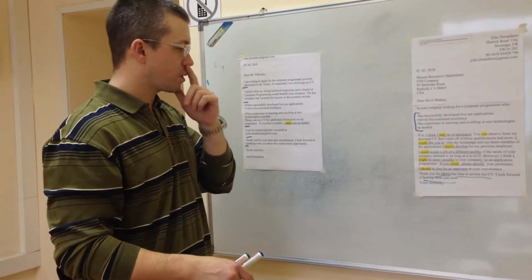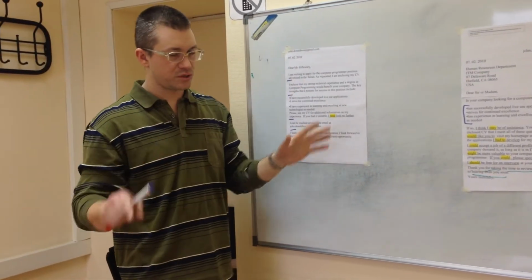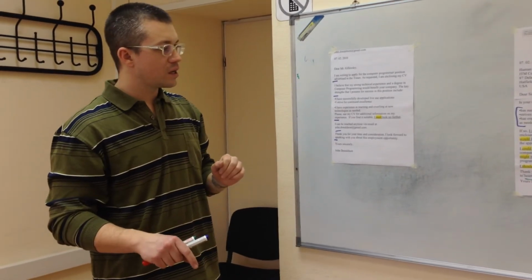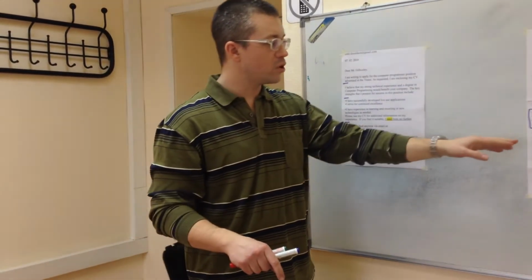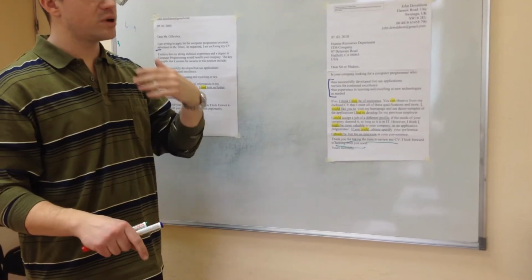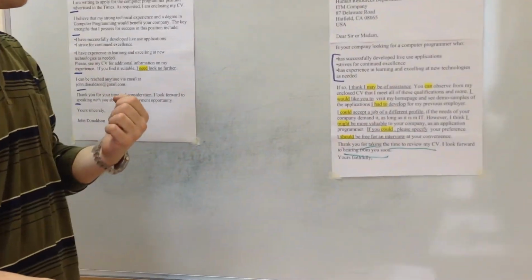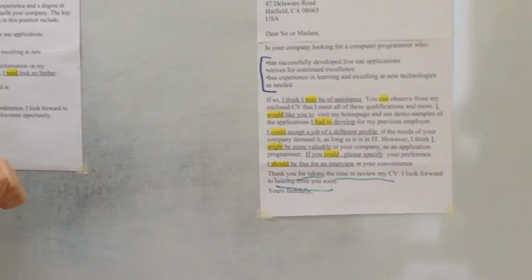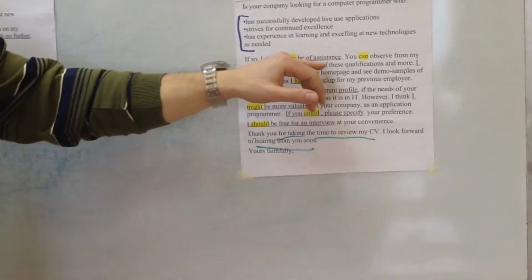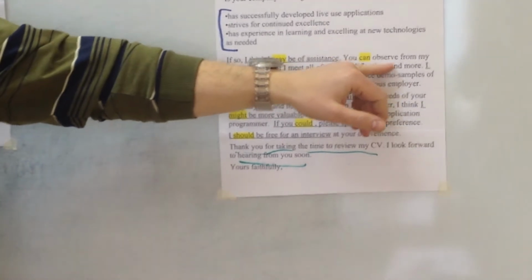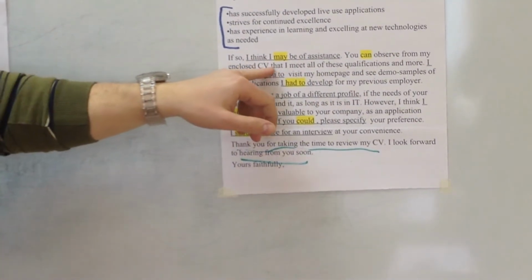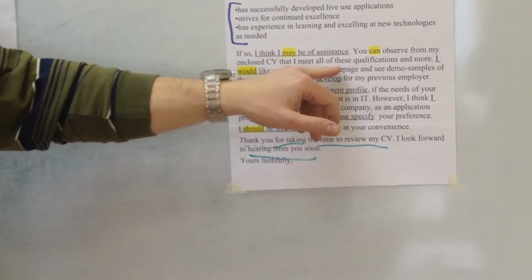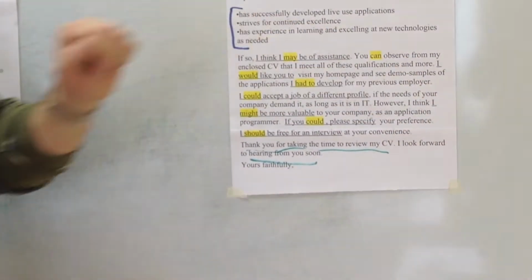Also, another thing, now this is about grammar, don't forget to use modal verbs. It's a polite way of saying what you want to say. I think I may be of assistance. You don't say, I will be of assistance. That's too strong. I think I may be of assistance. You need to be modest a little bit. You can observe from my enclosed CV that I meet all of these qualifications and more.